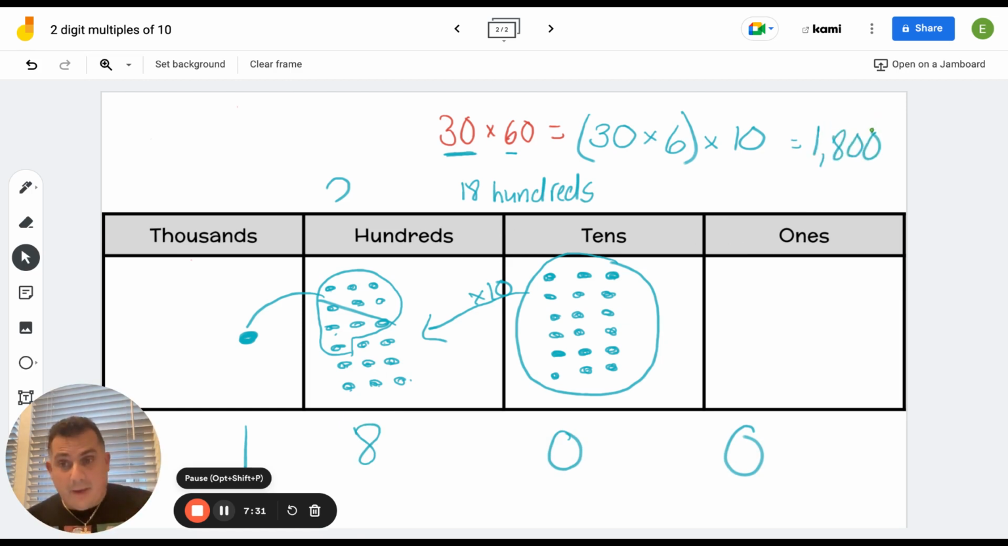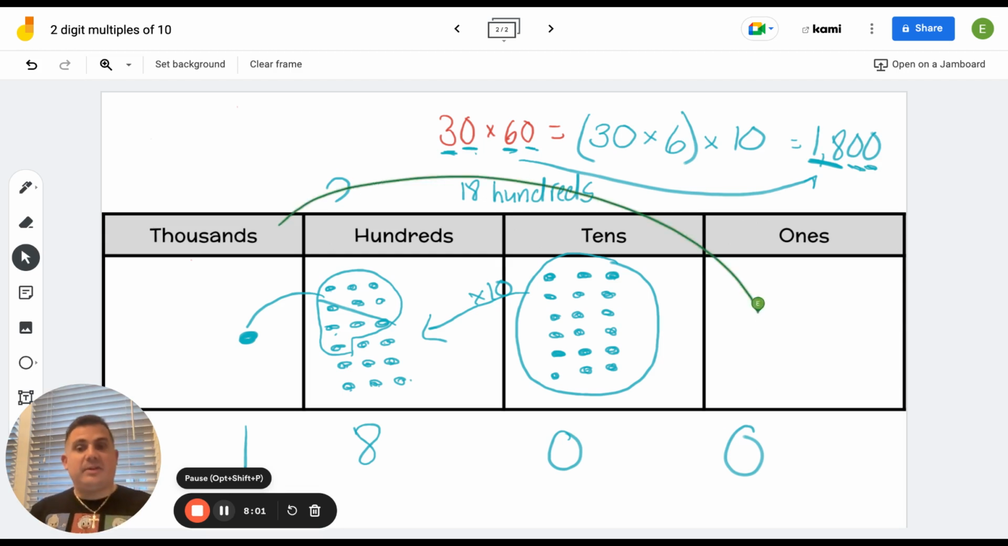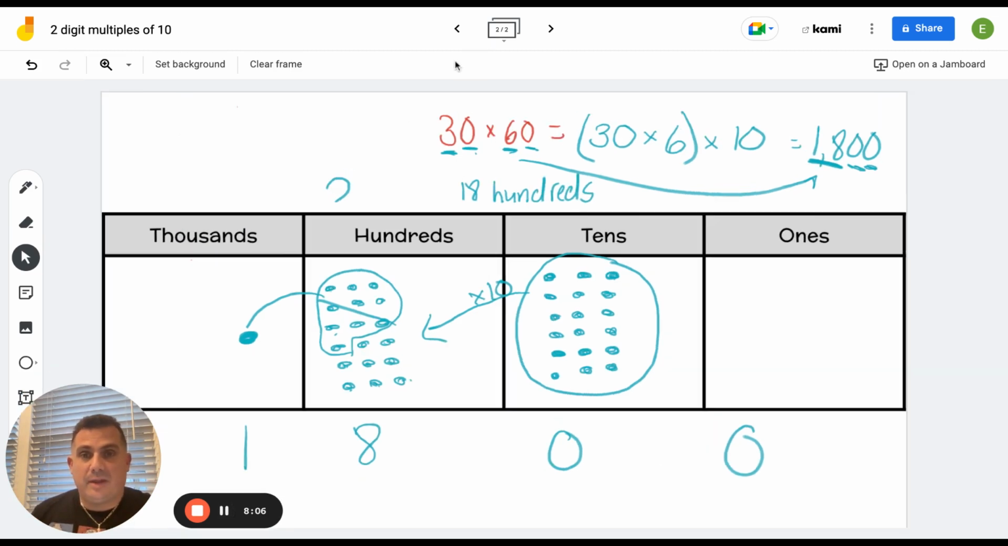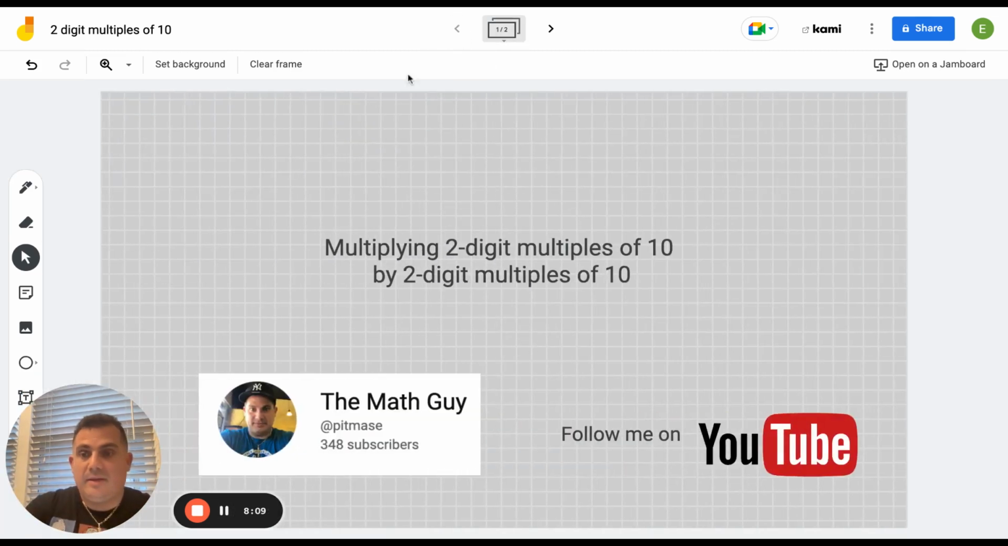And if we go back to what we said at the beginning of this video, the shortcut is do your basic fact in 30 times 60, which is 3 times 6, which gives us 18. And then we have 2 zeros, 1,800. But when you see it on your place value chart, that's giving you the conceptual understanding. So I hope that helped. And there is my video.